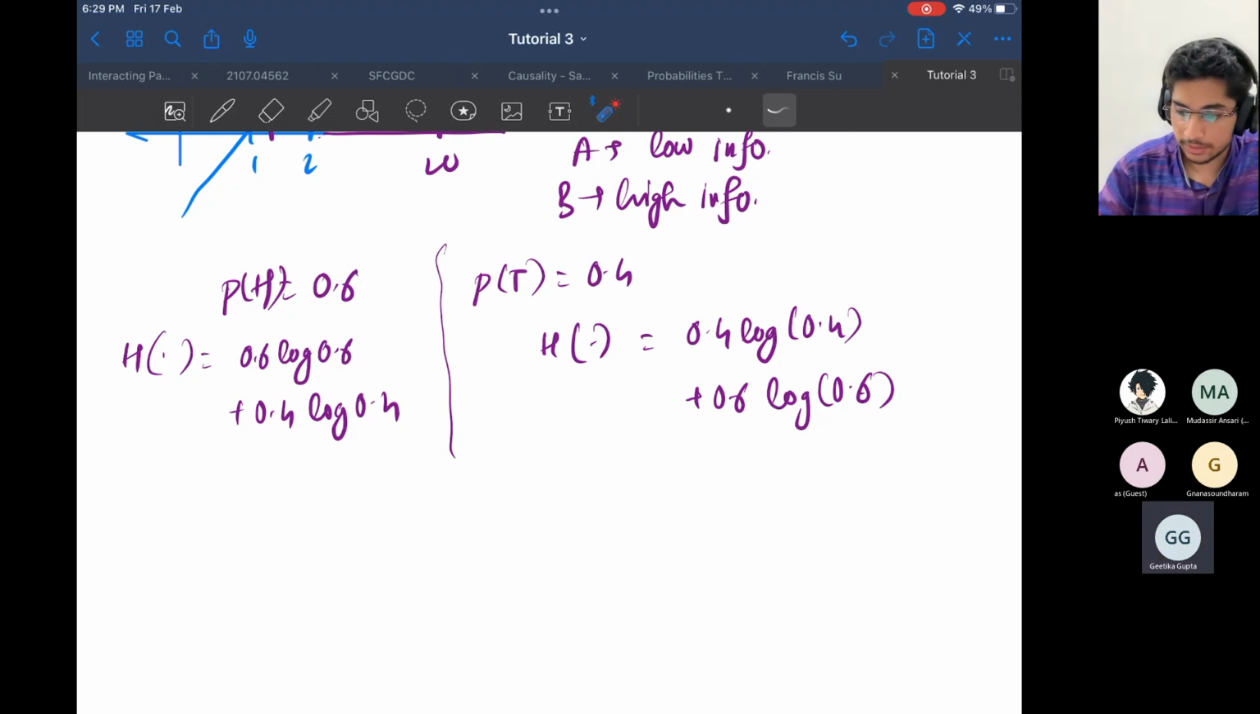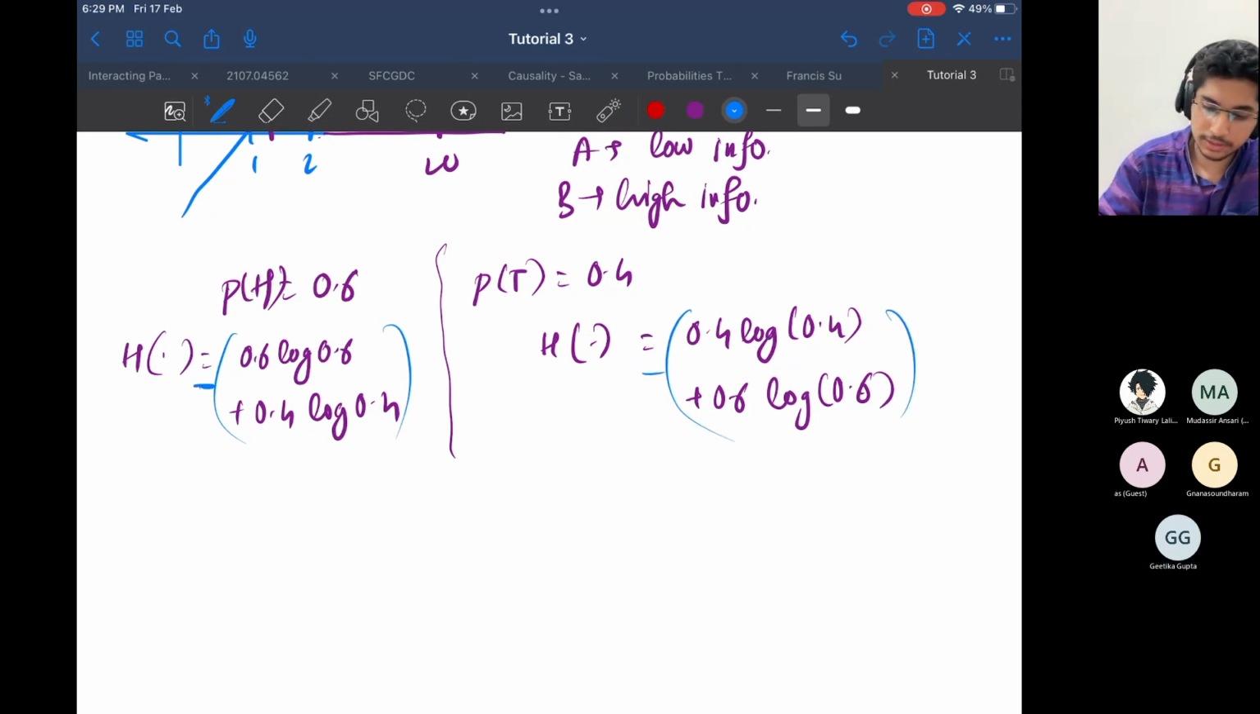For tails, the entropy we can calculate as minus sigma px log px. So it will be minus 0.6 log 0.6, the negative of this. In that case, 0.4 log 0.4 is not required, I think, since we are using minus sigma px log px. Then you are not correcting.